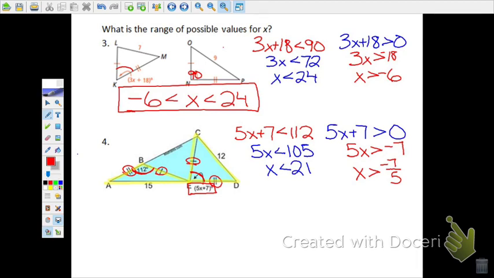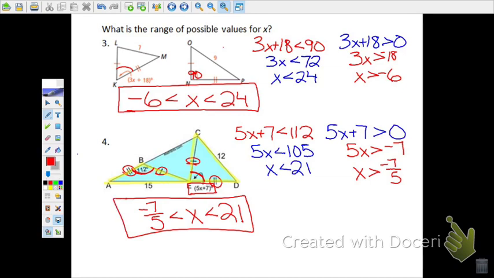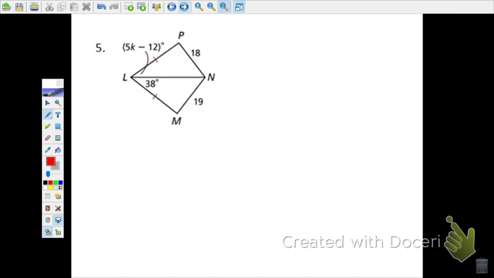So then we want to write it as a compound inequality. So that negative 7/5, less than symbol, variable x, less than symbol, big number 21. And that's what would be our range for x. One more problem.